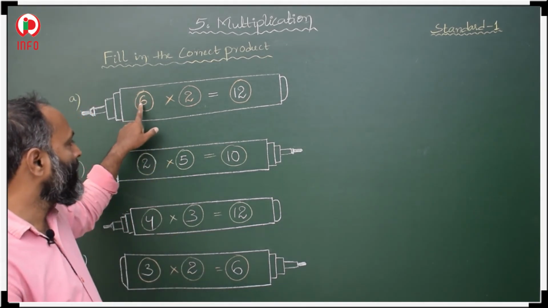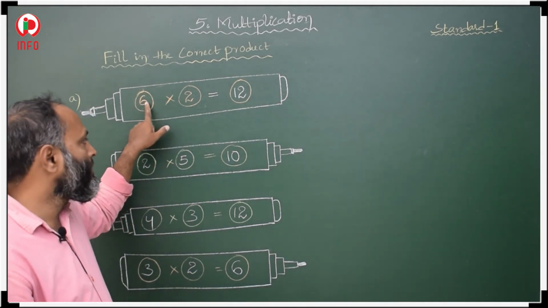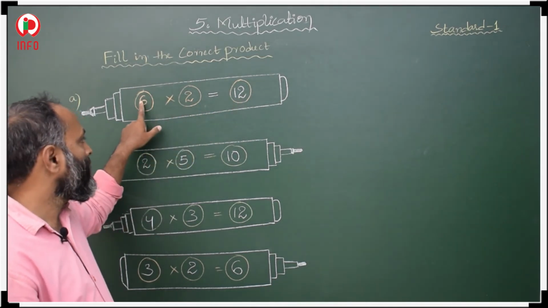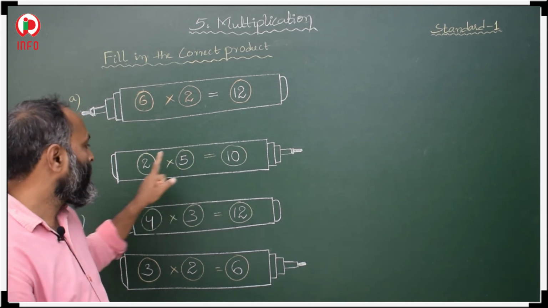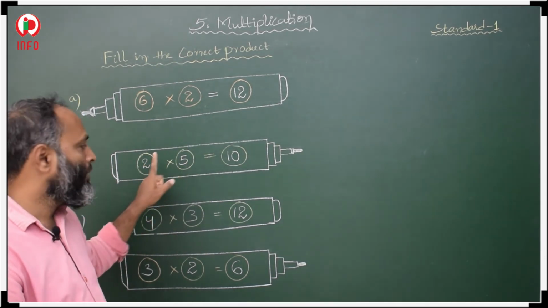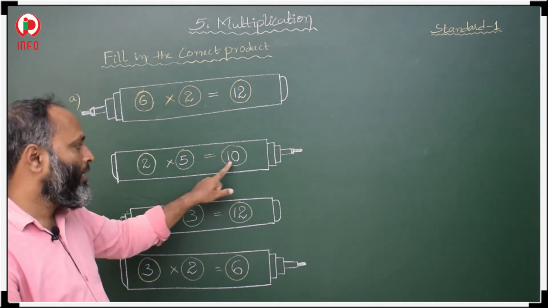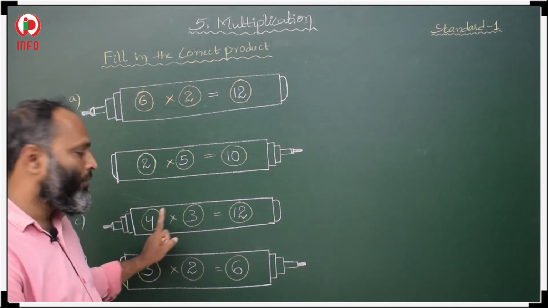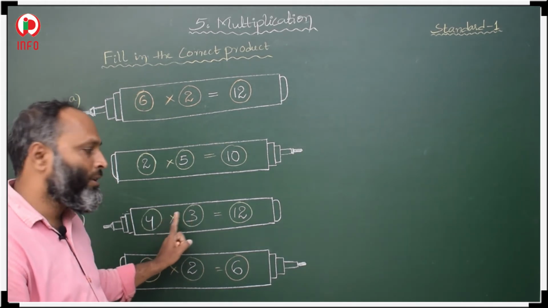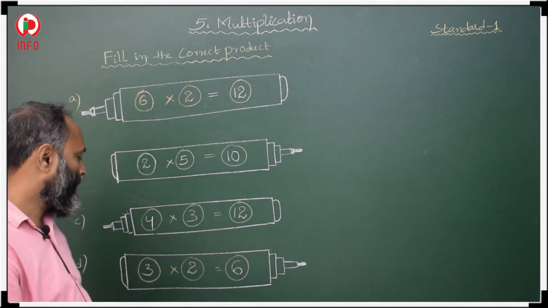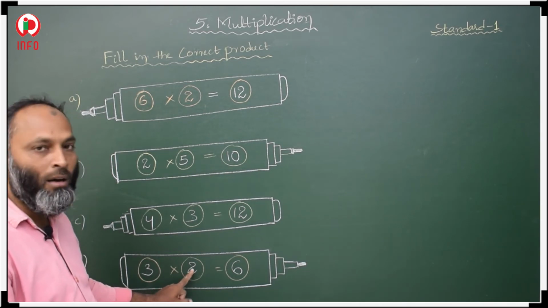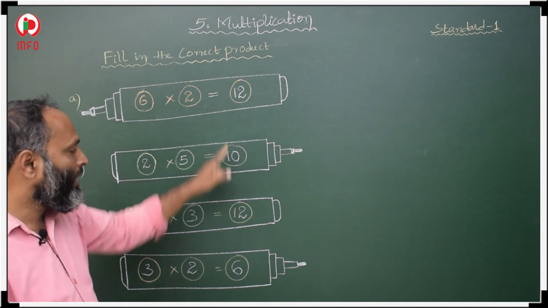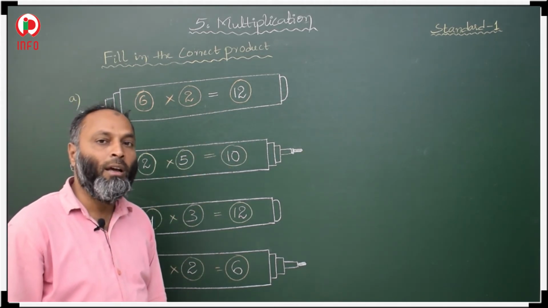How to read? 6 twos are 6 into 2. 6 twos are 12, or 6 into 2 is 12. 2 fives are 2 into 5. What is our product? 10. 4 threes are 4 into 3. 4 threes are 12. Now 3 twos are 3 into 2. How much? 6. So in this way we have to write the correct product.